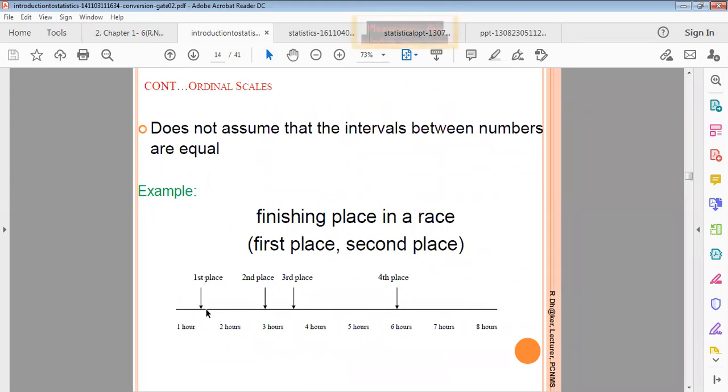Okay. So, who is fast? The fastest horse finished after 1 hour. He placed first. And after 3 hours, second place. After 4 hours, third place. But the difference between first and second is what? 2 hours. And the difference between second place and third place is what? 1 hour. So the intervals are not equal. But fourth place, after 6 hours, fourth place horse. So their difference is what? 5 hours difference. This is why it does not assume that the intervals between numbers are equal.